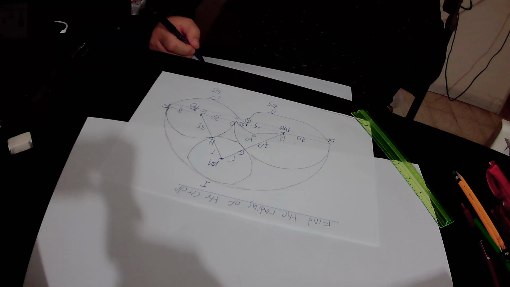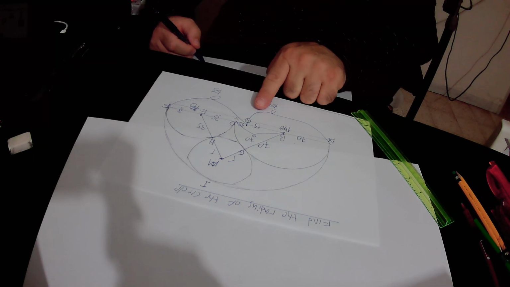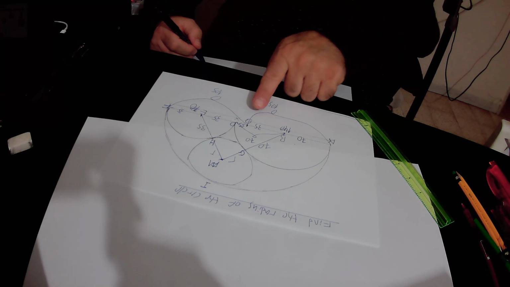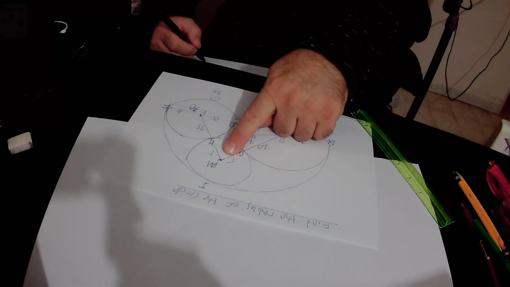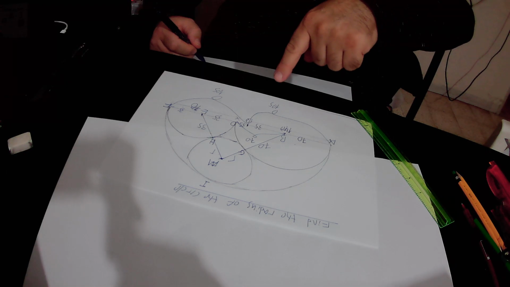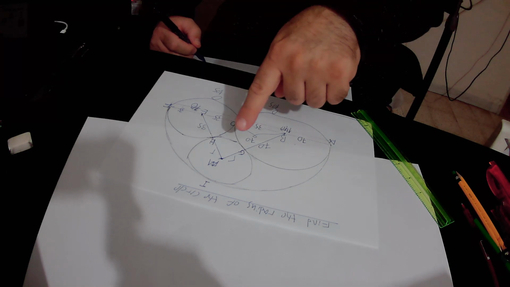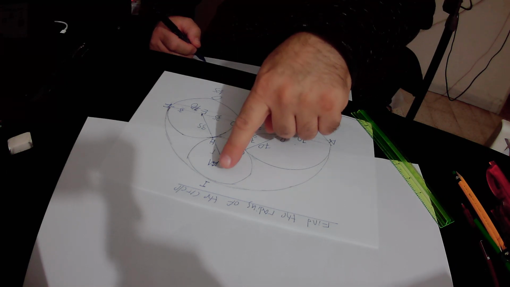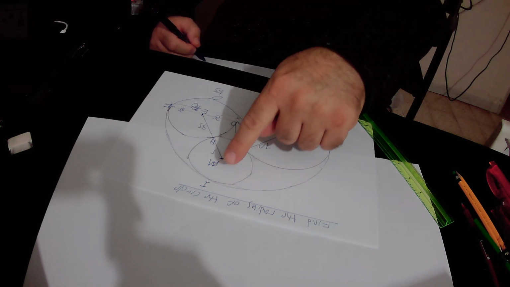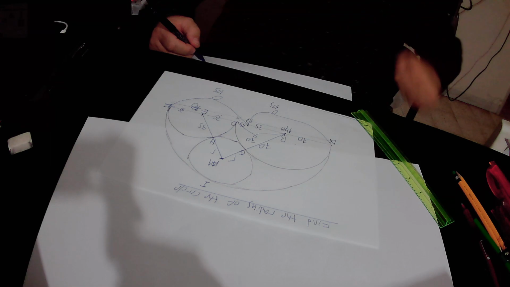In the next step, we will join the center of the biggest semicircle, that is to say point O, with the center of the circle, that is point M, and we will then extend the straight line until it touches the circle at point I. This is the touching point between the biggest semicircle and the circle.